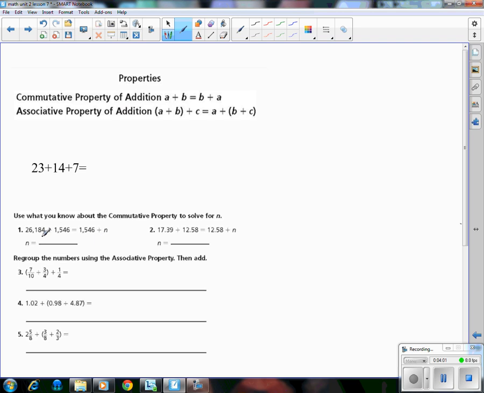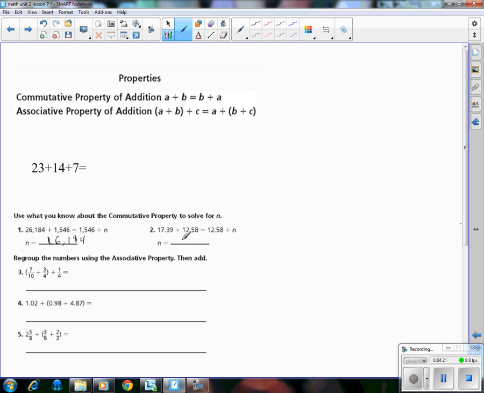So if we look on this side, we have 1,546, and then our other number being added together is 26,184. So that would be our missing number there, our variable for n.